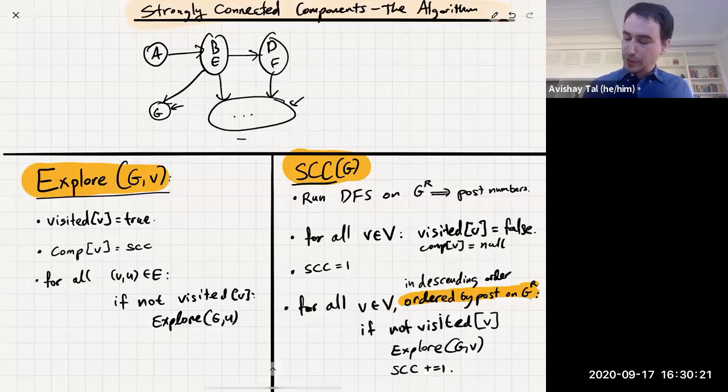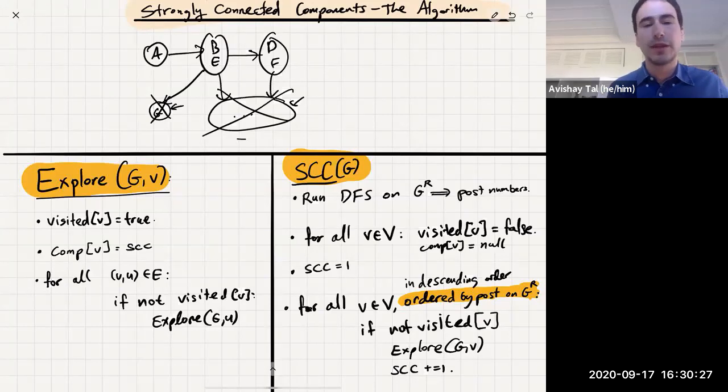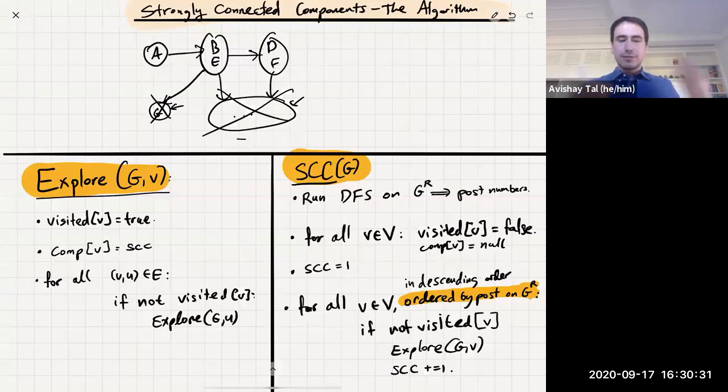So every time we reveal, we erase parts of the graph, and then we continue on the remaining parts. Right, and explore is again, as we had in DFS, we just mark vertices that we visited, and we mark the strongly connected component of every vertex.